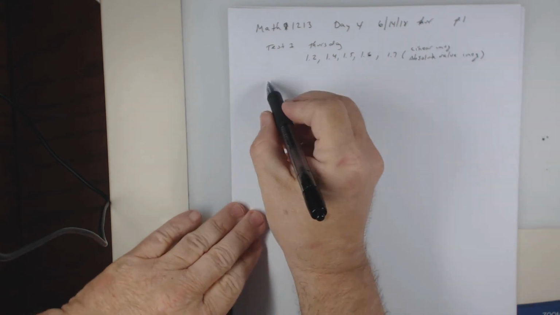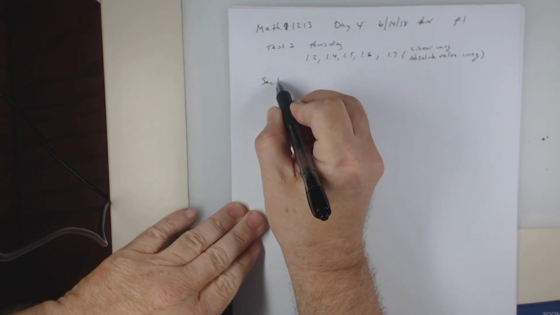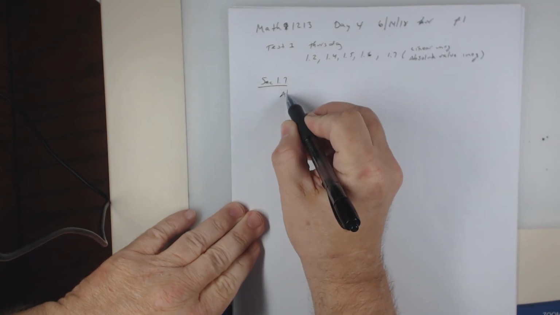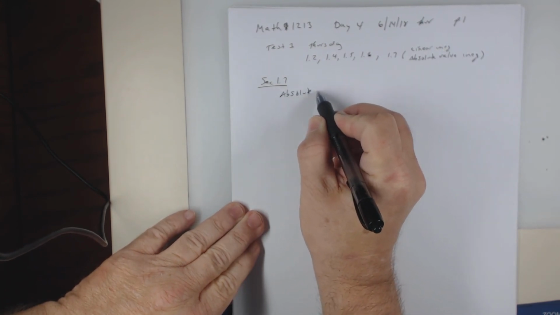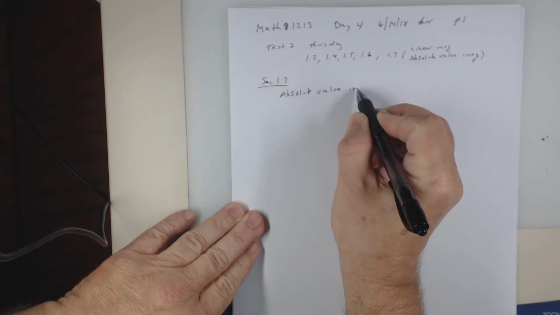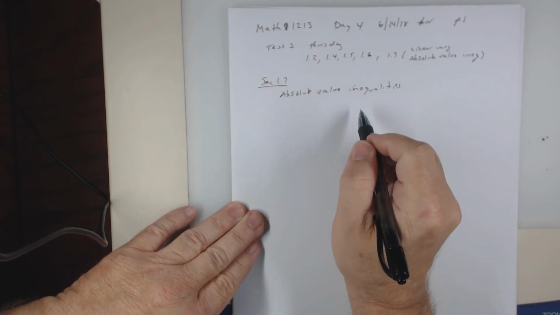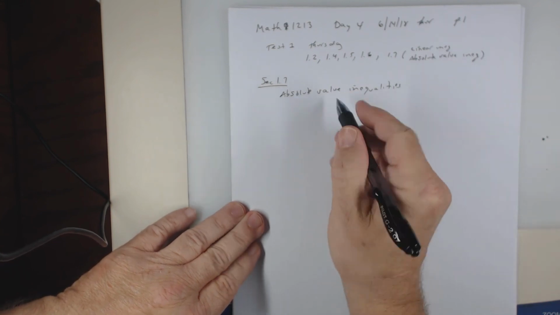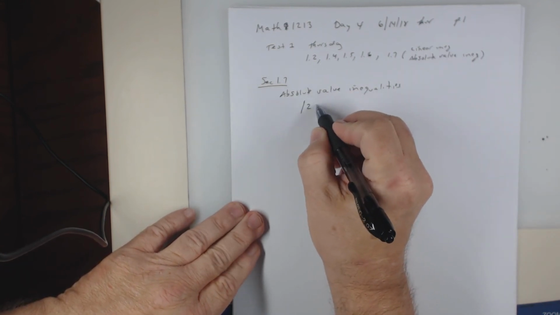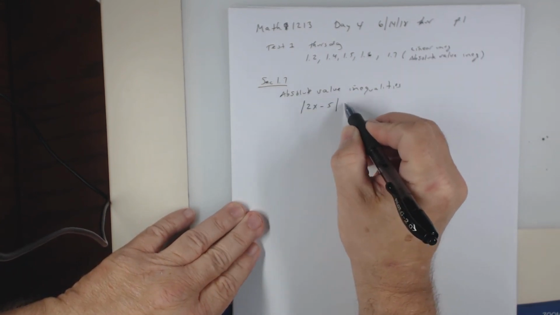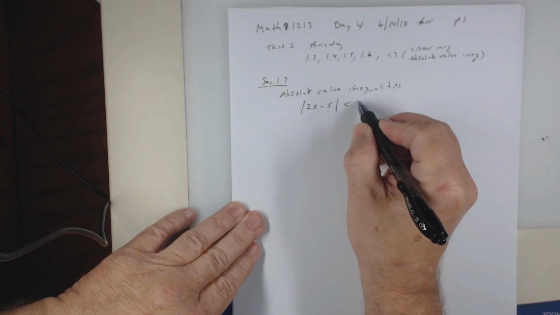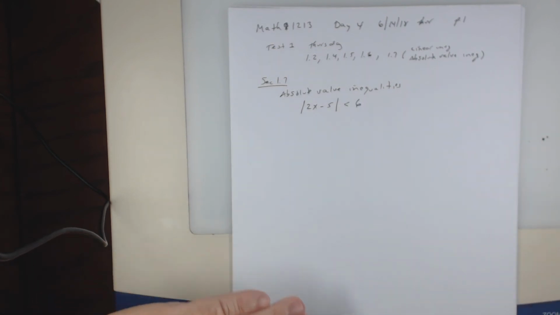All right, so let's suppose, now this is section 1.7, and we're looking at absolute value inequalities. Now, the only one you're going to have in your test is the one that's going to look like this. So you're going to have absolute value of 2x minus 5 is less than, let's say, 6. I'm making this up. All right, absolute value of 2x minus 5 is less than 6.